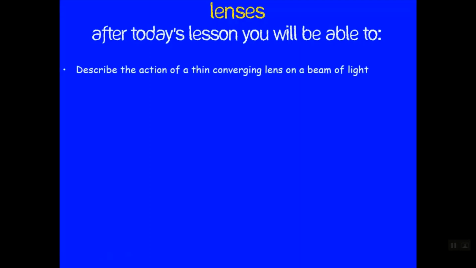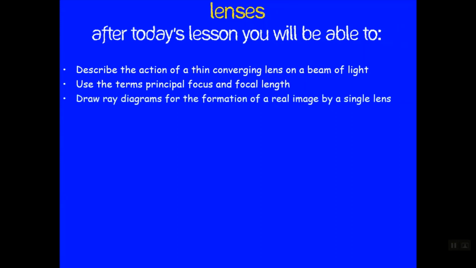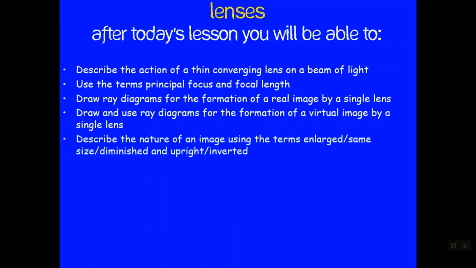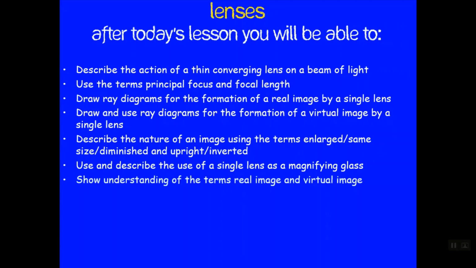After today's lesson, you will be able to describe the action of a thin converging lens on a beam of light, use the terms principal focus and focal length, draw ray diagrams for the formation of a real image by a single lens, and draw and use diagrams for the formation of a virtual image by a single lens. Describe the nature of an image using the terms enlarged, same size, diminished, upright or inverted, and describe the use of single lenses and a magnifying glass. And lastly, show understanding of the terms real image and virtual image.